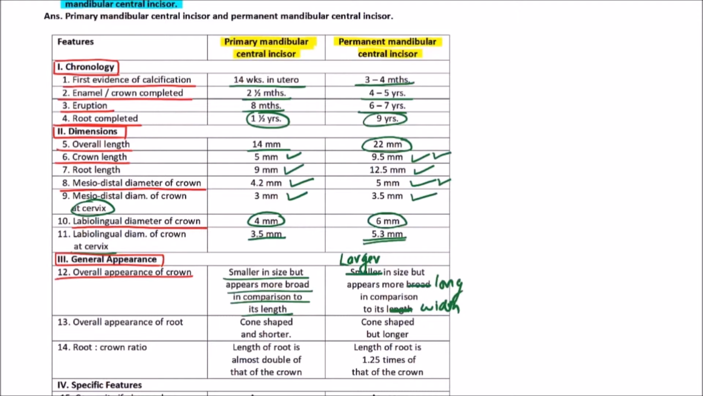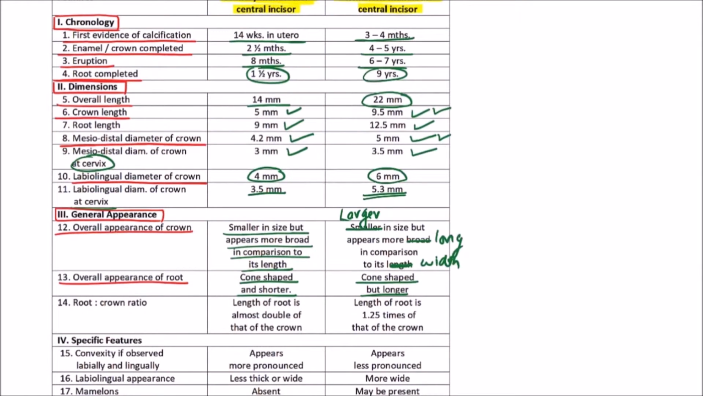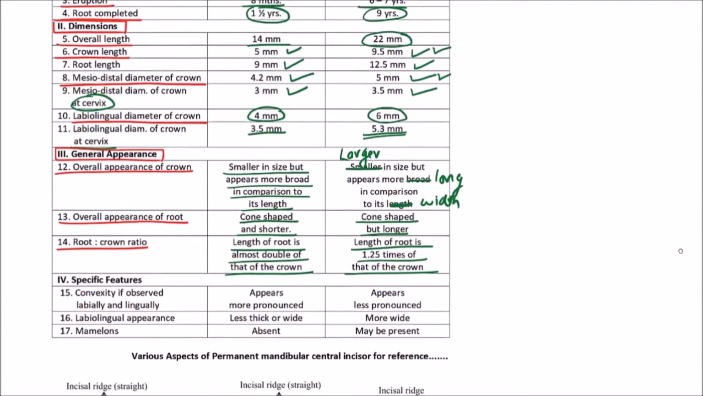We can observe that the length is 9.5 mm and the mesiodistal diameter of the crown is 5 mm. Now overall appearance of the root, it is cone shaped and shorter. It is also cone shaped in permanent mandibular central incisor, but it is longer. If root crown ratio is observed, then length of root is almost double of that of crown in case of primary mandibular central incisor, while here the length of root is 1.25 times of that of the crown.